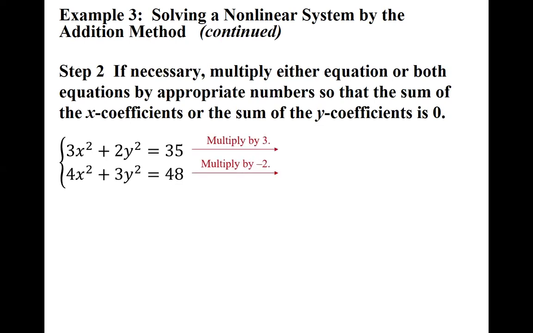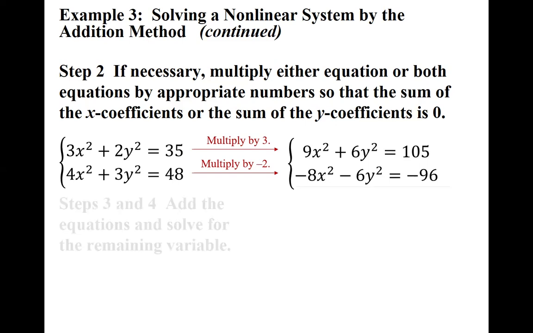So let's multiply the first one by 3 and the second one by -2. That's going to get rid of our y squareds, because if we multiply the first equation by 3, we're going to get a plus 6y squared. If we multiply the bottom by -2, we're going to get a minus 6y squared. It's also going to give us a 9x squared and a 105. It's going to give us a -8x squared and a -96.